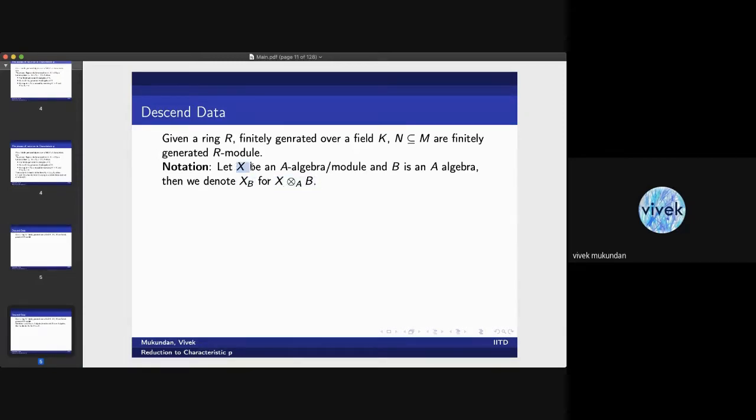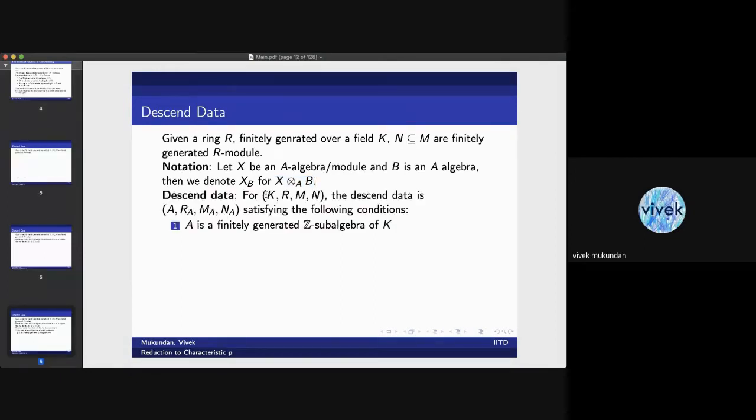So if you have any object which is an A-algebra, with the subscript being the ring B, which is an A-algebra, that means that you're actually taking X and tensoring with B. That's what X_B actually means. What does it mean for a descent datum?